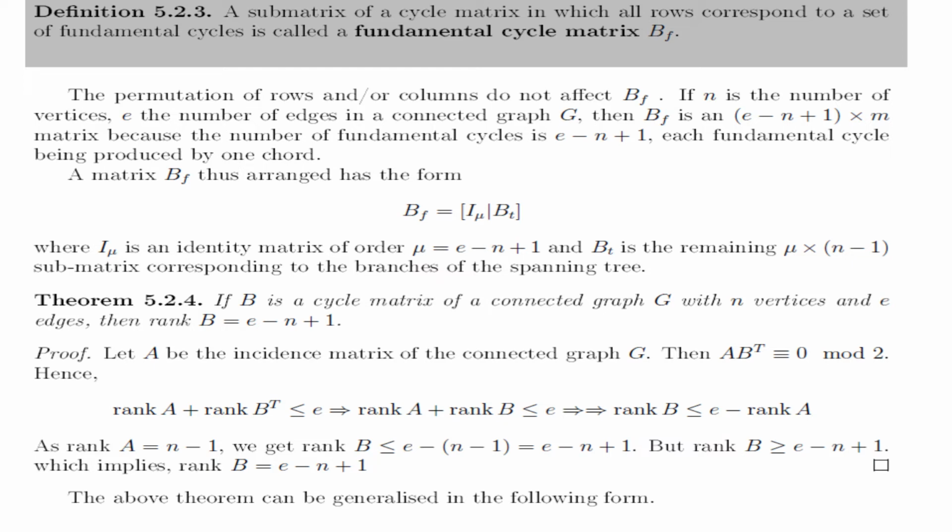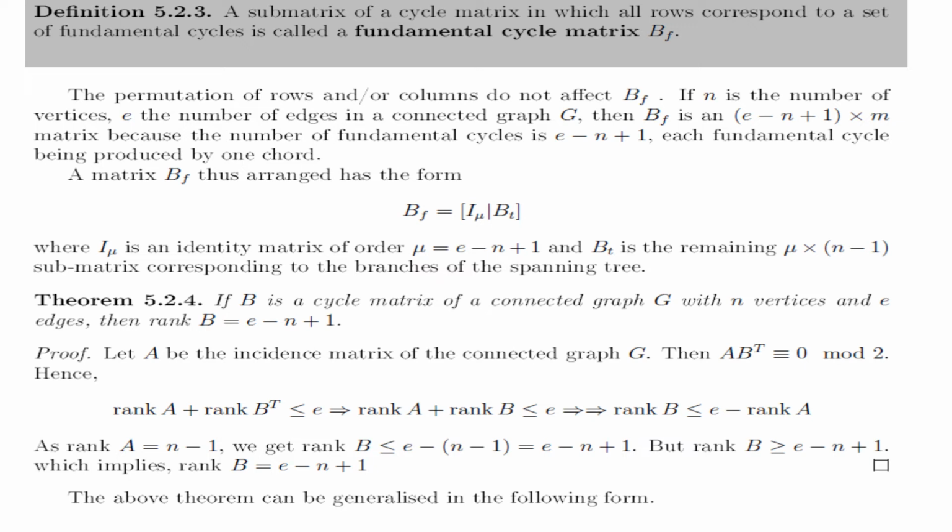Next theorem: if B is a circuit matrix of a connected graph G with n vertices and E edges, then rank of B is equal to E minus n plus 1. Proof. Let A be the incidence matrix of the connected graph G. Then A times B transpose is congruent to 0 mod 2. Hence, rank of A plus rank of B transpose is less than or equal to E, which implies rank of A plus rank of B is less than or equal to E, which implies rank of B is less than or equal to E minus rank of A.